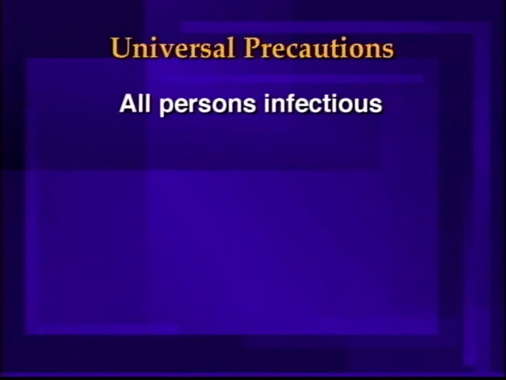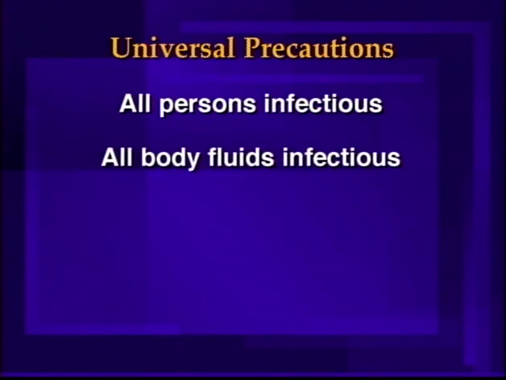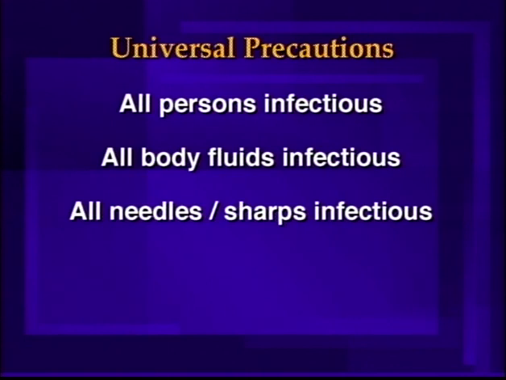Three guiding principles form the philosophy for universal precautions. First, because all persons are potentially infectious, you must take necessary precautions as if they were infectious. Second, treat all body fluids as infectious, regardless of type or source. And third, handle all used needles and sharps as if they are infectious.